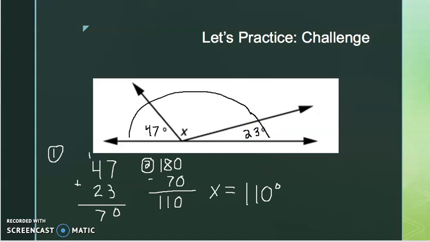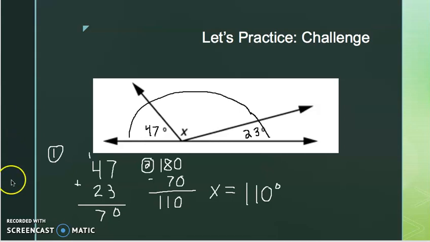So knowing that, I broke it down into chunks. First of all, I added 47 plus the 23. Together, that is 70 degrees. Once I knew that, I knew if I took the whole 180 minus the 70 degrees, that's going to help me find what x is equal to, the part that's left. So x equals 110 degrees.